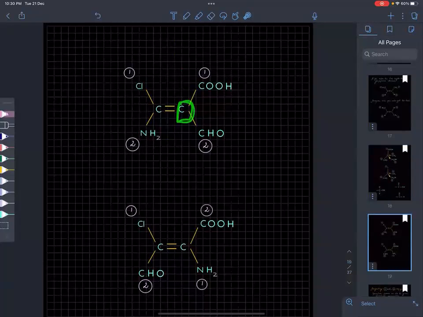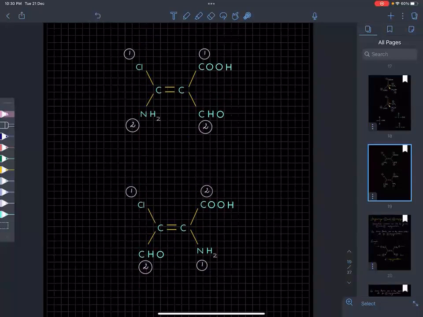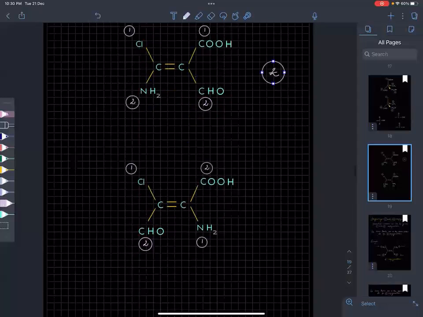What about this carbon? This will get number one. NH2 will get number one, sorry. Number two. What about this? One, two for this carbon. CH2, for this carbon, one and two. Clear? If number one is on the same side, then that configuration is Z isomer. If number one is on the opposite side, then it is called E.